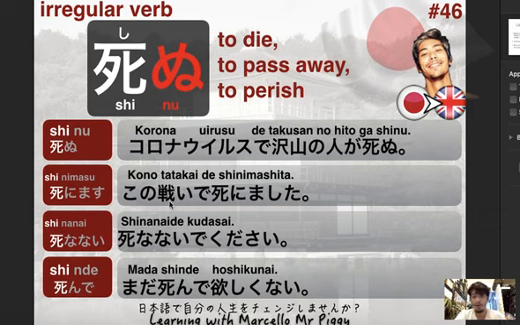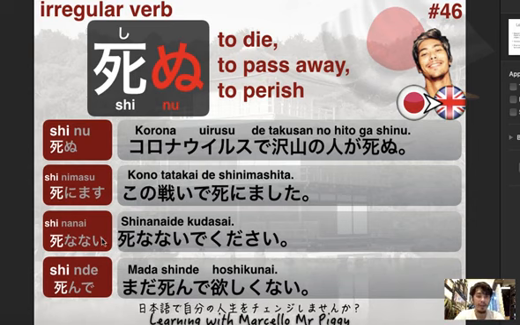It could be you as well if you're talking after death, or narrating a story. But yeah, この戦いで死にました. You can say 死んでしまいました if you want to express that, unfortunately, he died.